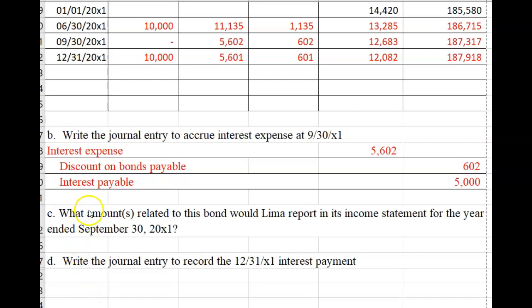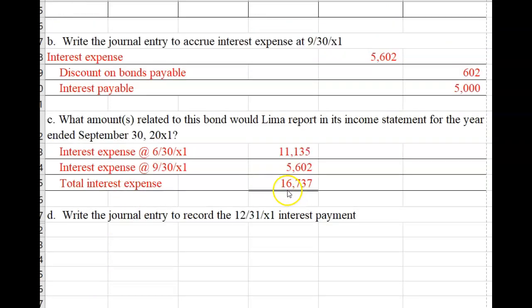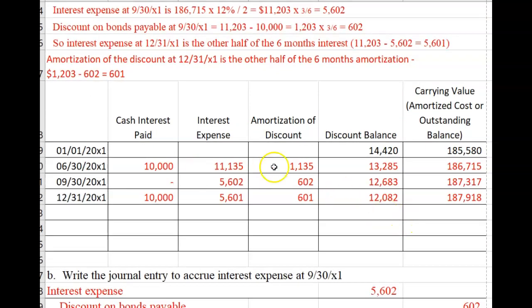Go ahead and calculate the amount of expense related to this bond that Lima will report in its income statement for the year ended September 30th, X1. Did you calculate $16,737? That's the interest expense at June 30th, X1 of $11,135 plus the $5,602 interest expense accrued at September 30th, X1.